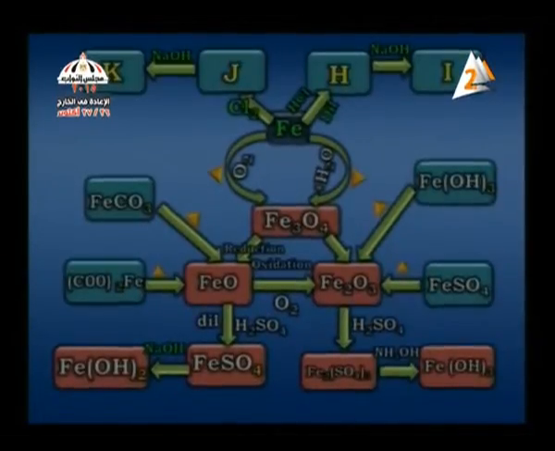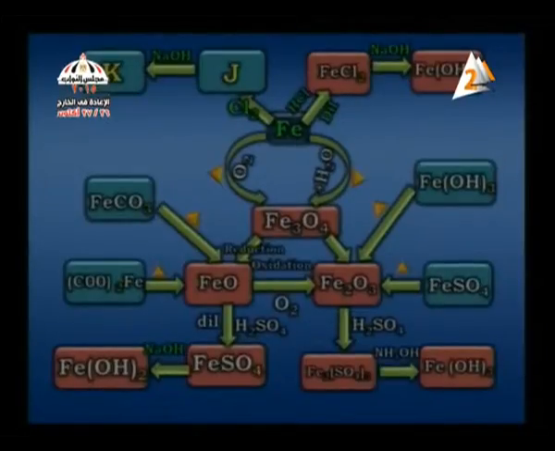Then we are going to predict what compound H is at the top of the screen. When iron reacts with dilute hydrochloric acid, it gives compound H. If you write the chemical equation indicating this reaction, you will find that iron 2 chloride is formed. When reacting iron 2 chloride with sodium hydroxide, it gives iron 2 hydroxide. This compound has green color.